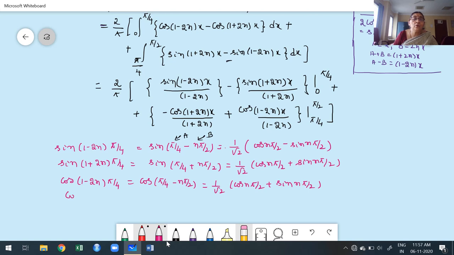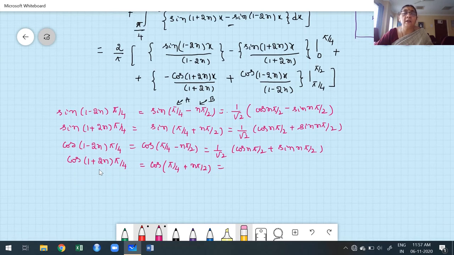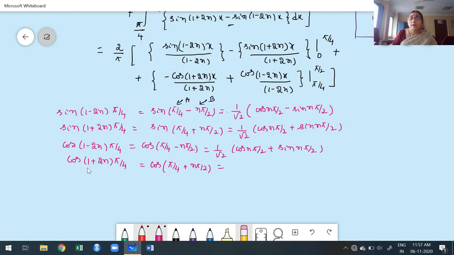Now move to cos of (1 plus 2n) into pi by 4, which is nothing but cos of (pi by 4 plus n pi by 2), 2 cancels with 4. Again, cos of a plus b. What is cos of a plus b? It is cos a cos b minus sin a sin b. Cos pi by 4, sin pi by 4 is 1 by root 2. The middle sign, compared to the previous step, we get minus. That's all.